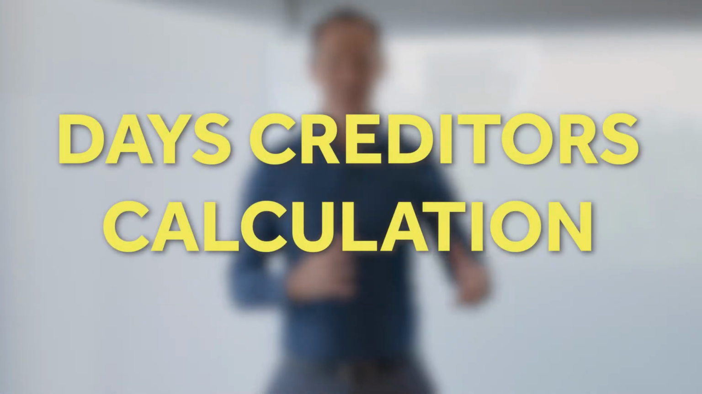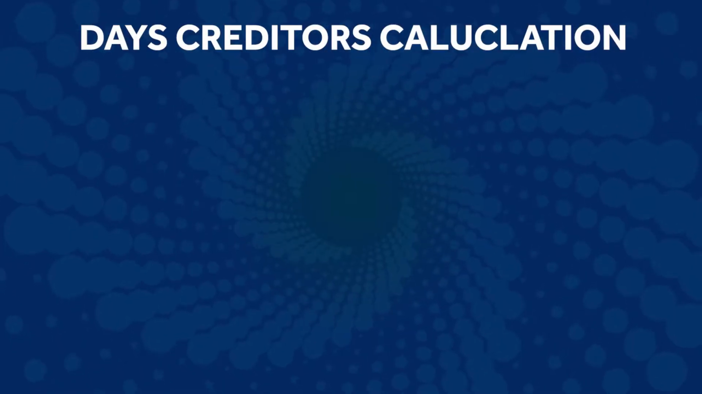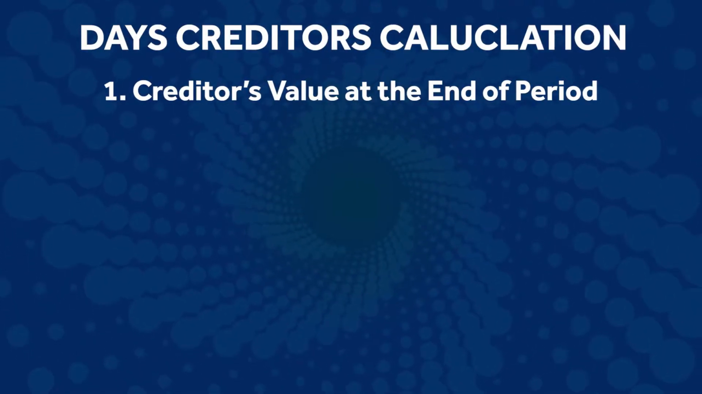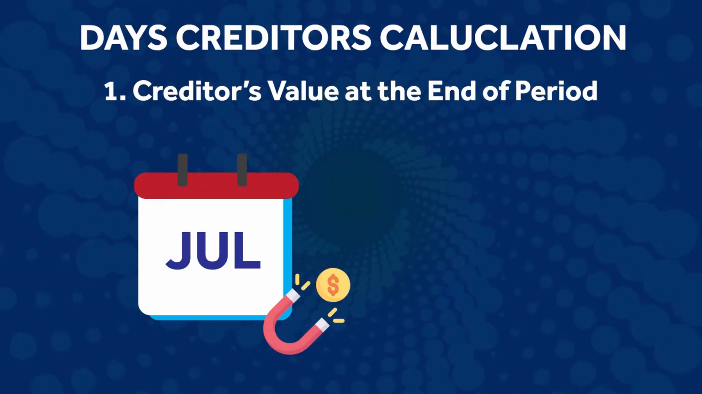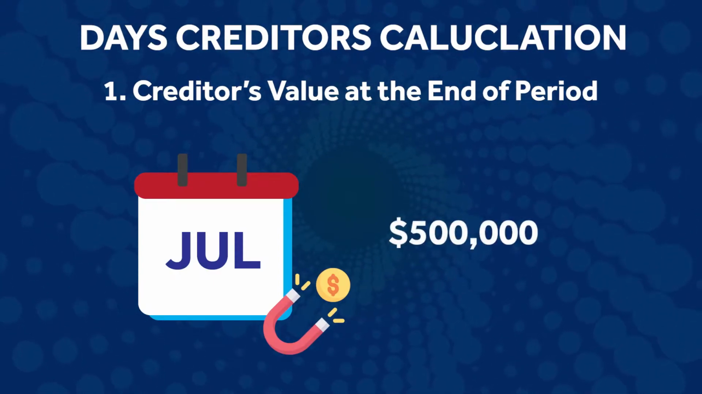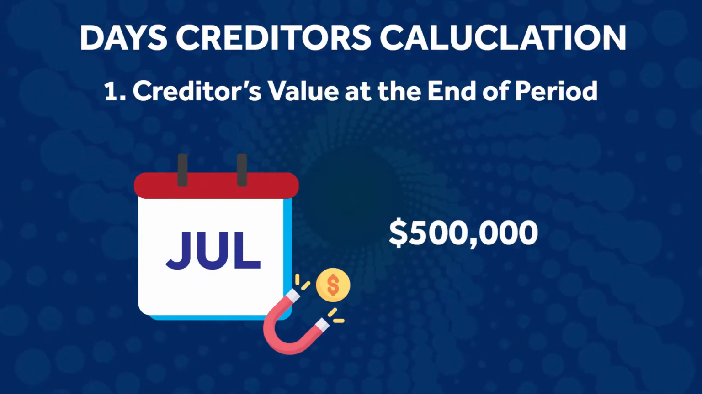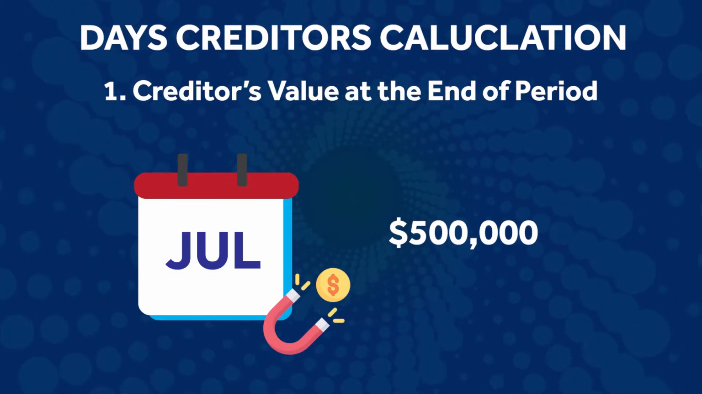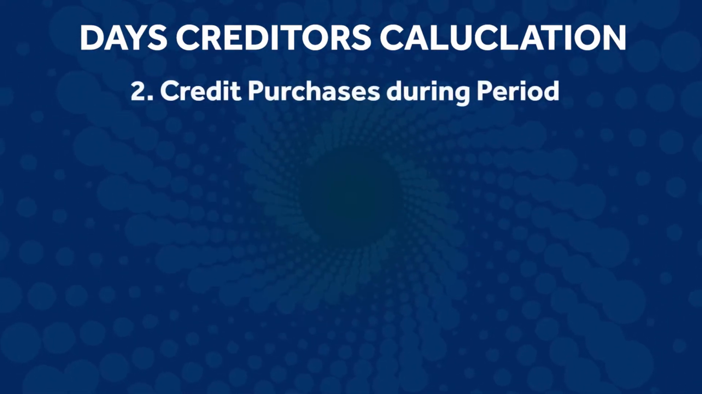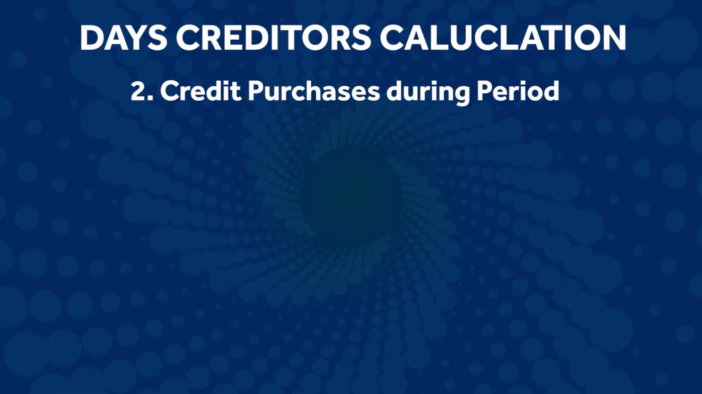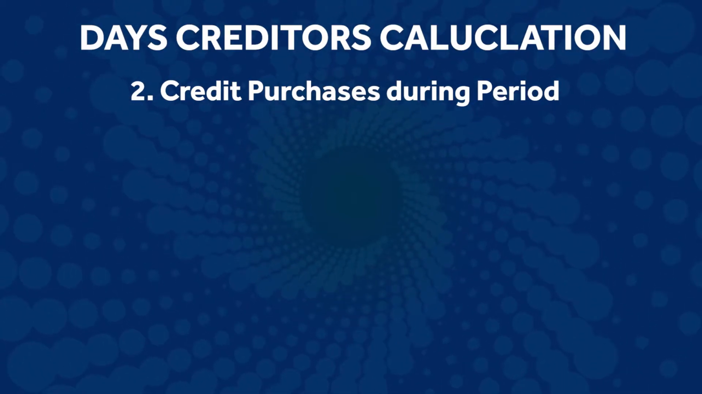Let's look at the days creditors calculation and how it's derived. It's a pretty simple calculation. The first one is, what is your creditors value at the end of the period? So let's say we're doing the month of July, and at the end of July, you've got $500,000 worth of creditors on your balance sheet. That's number one. Number two is, what were your credit purchases during the period that you're looking at?